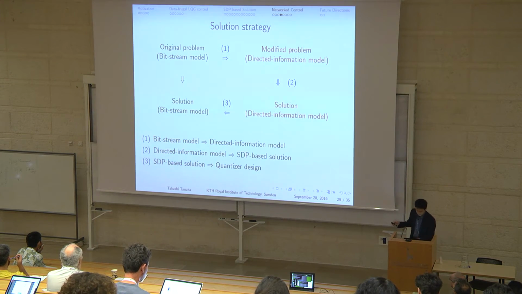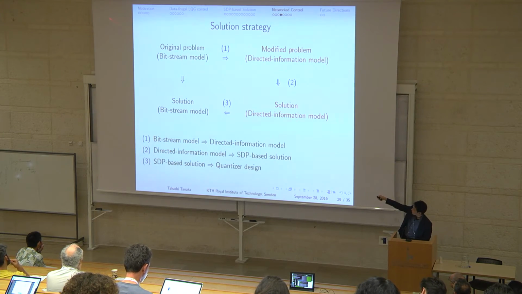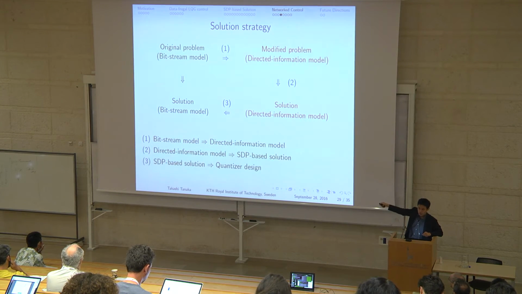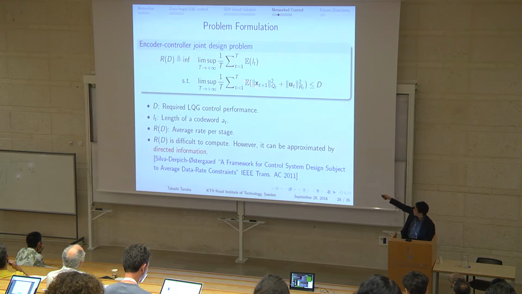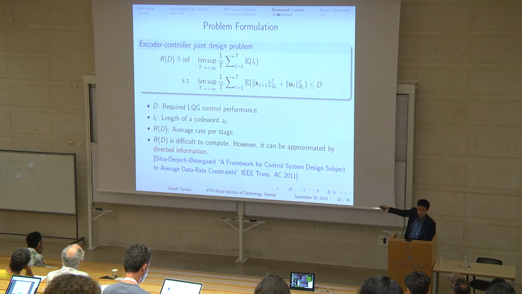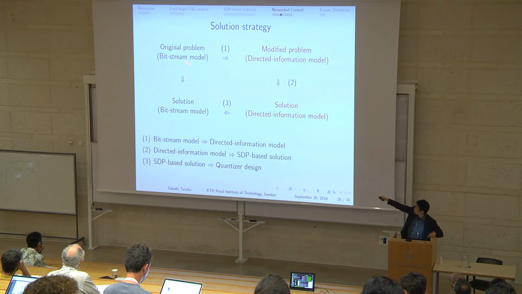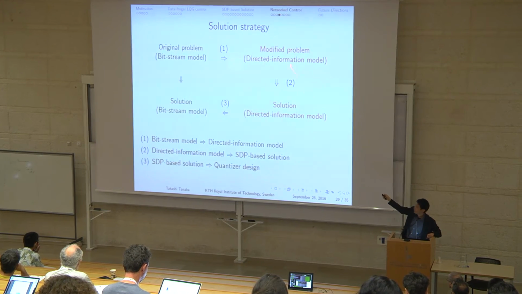So like I explained, this is the original problem that I'd like to solve, but solving this problem is very difficult. So what I'm going to suggest is to take an alternative path. What I'm going to do is to replace this objective function with a directed information. I'm replacing the original problem with something simpler, which we know how to solve.